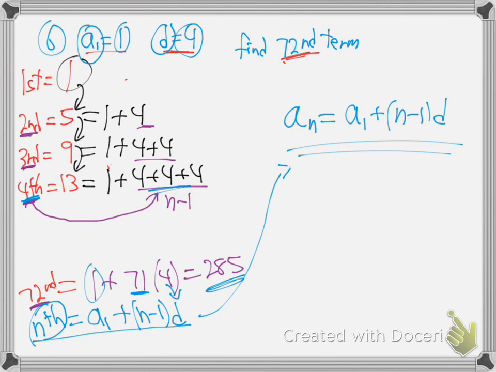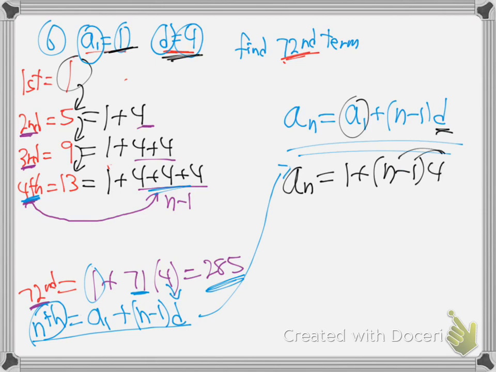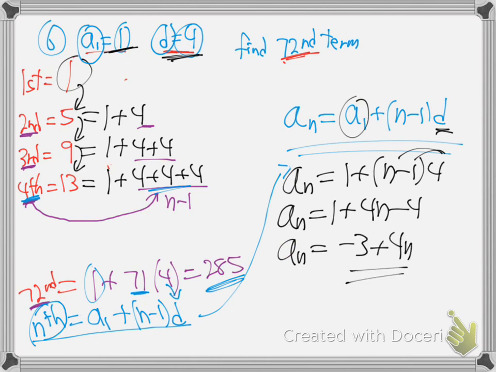So what do they mean? They want you to go a sub n equals a_1. What's a_1? Well, that's 1. Plus n minus 1 times d. What's d? 4. And then they want you just to clean that up a little bit. So distribute and gather like terms. So 1 plus 4n minus 4. 1 minus 4, negative 3, plus 4n. There's what they want. That is the a sub n formula, meaning with that formula, you can jump anywhere you want.